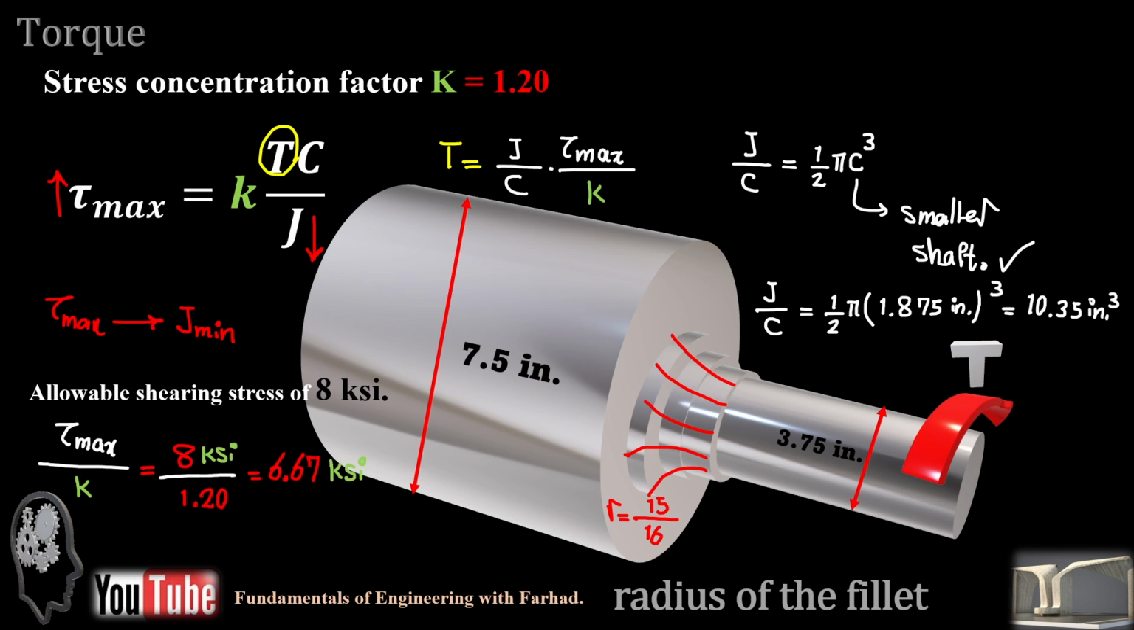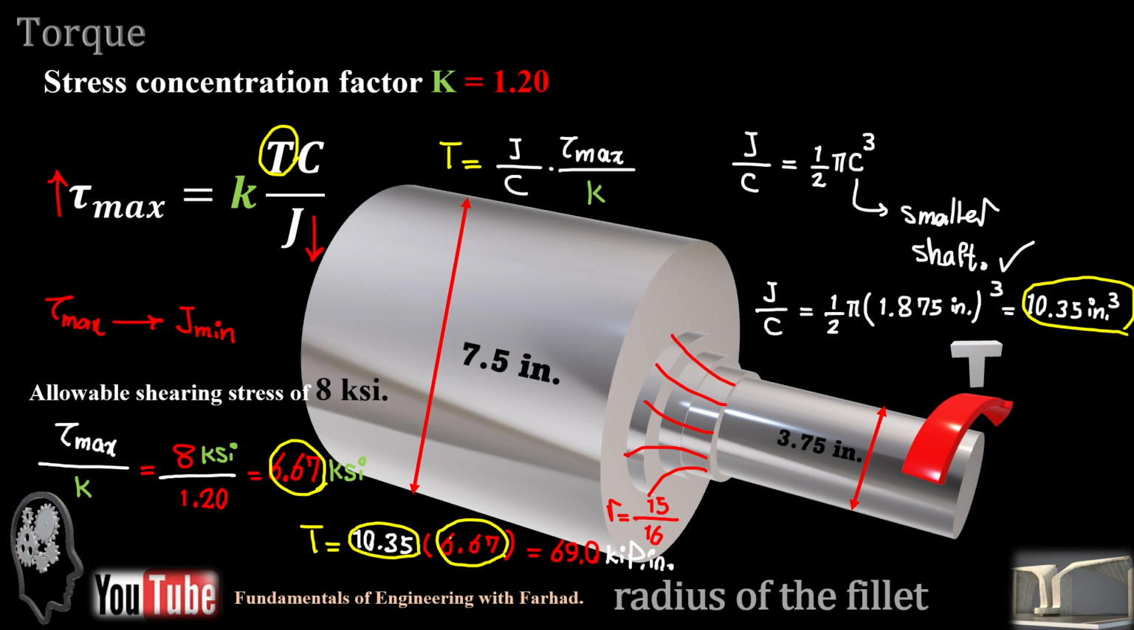So the second part of the calculation of torsion is tau maximum over K. Replacing 8 ksi over K, which is 1.20, gives us 6.67 ksi. Then for the calculation of T, if we multiply the two parts of the equation, J over c and tau maximum over K, it gives us 69 kilopound inch in terms of torsional torque.